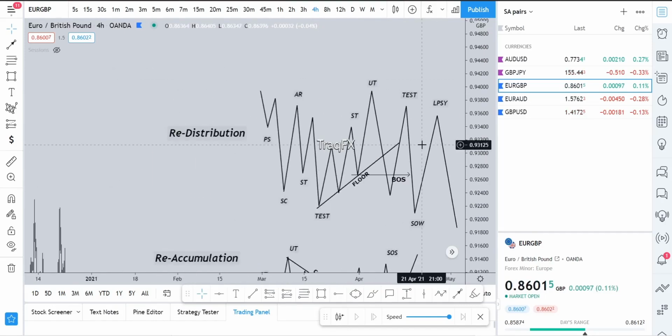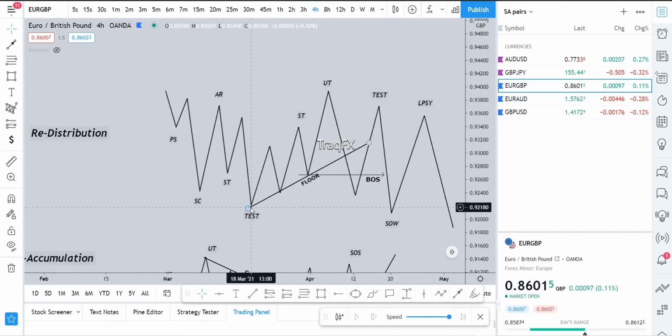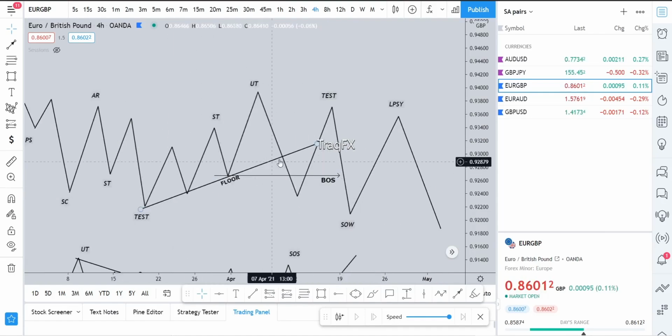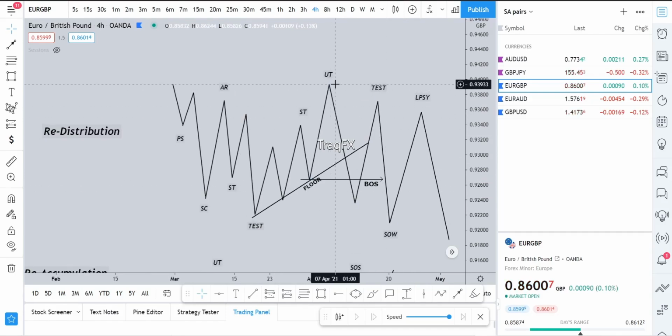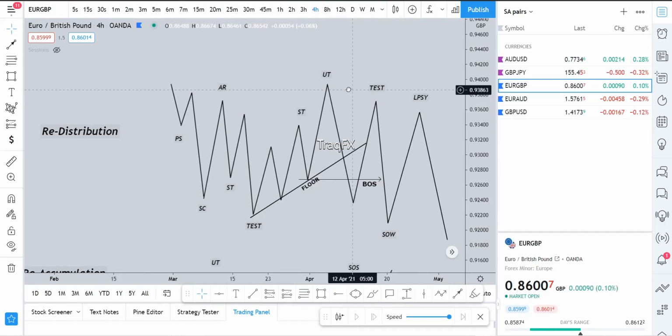Now, unlike accumulation, it'll begin to form a trend line. A trend line will form at the lows of the redistribution schematic. After the test, you'll see the trend line that we refer to as a floor. Now, we are looking for a sell opportunity only after two things.